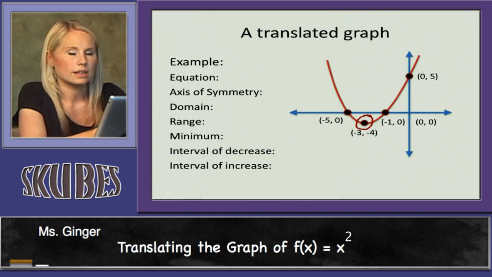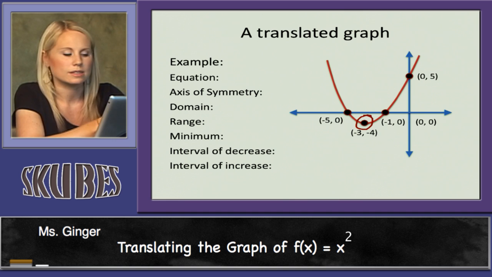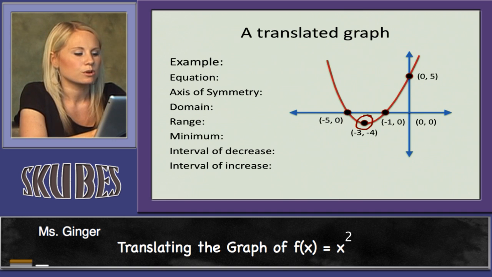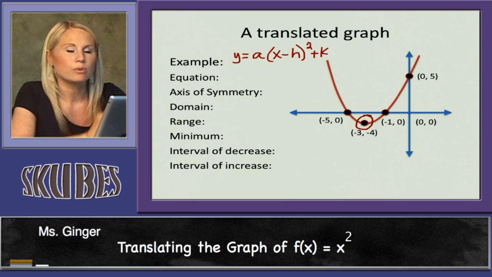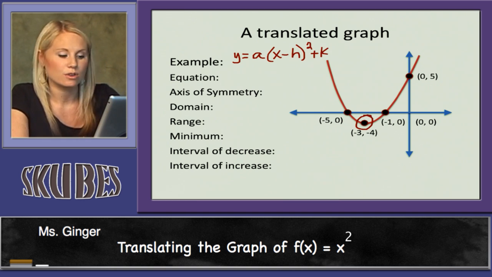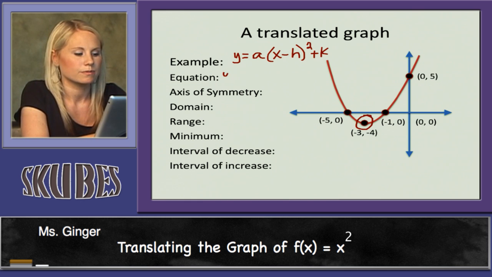Let's go ahead and fill that in. Let's use vertex form since we can see the vertex. Vertex form is y equals a times x minus h squared plus k. So if we fill that in with our h and k value, which is -3 and -4 at the vertex, that would look like this.